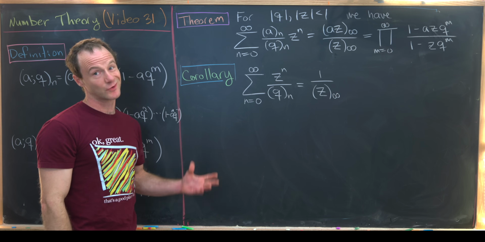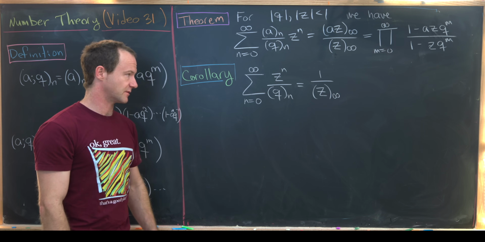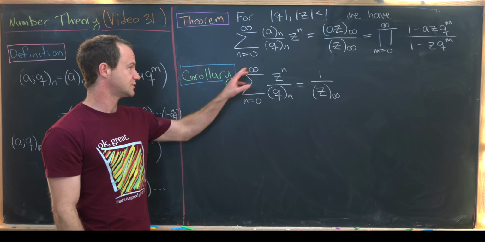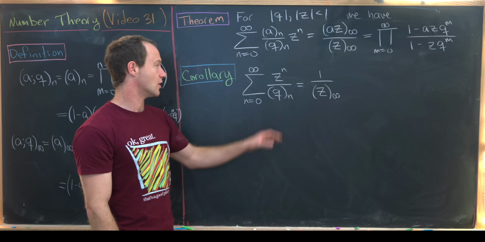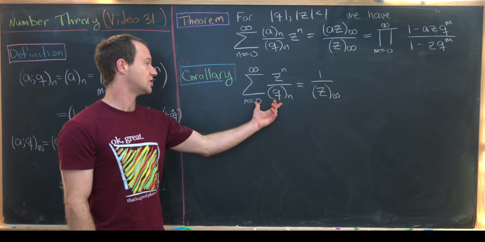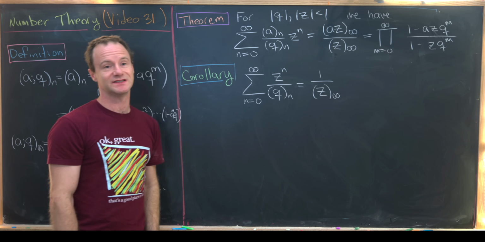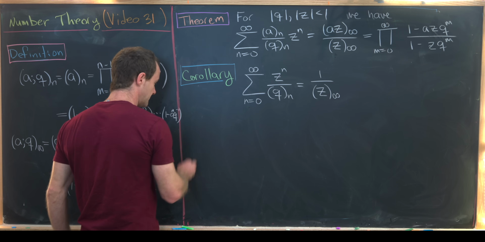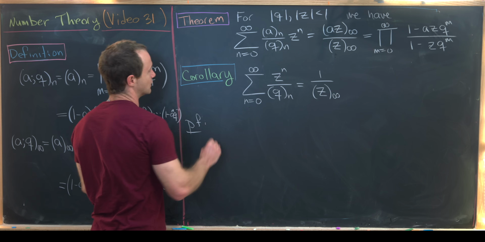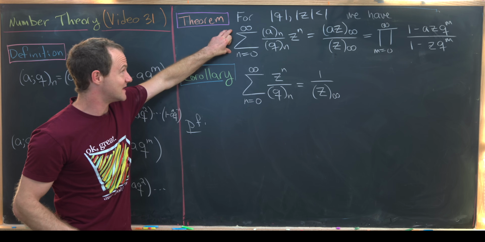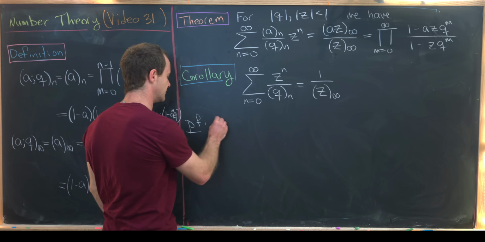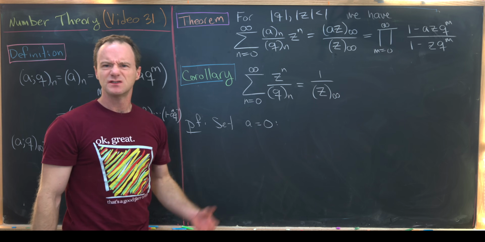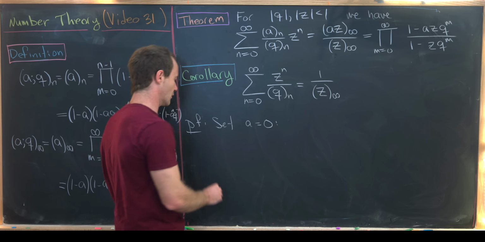Okay, so let's look at a really quick corollary of this big theorem that we just proved. And that is the sum as n goes from 0 to infinity of z to the n over the Pochhammer symbol (q;q) n is just 1 over (z;q) infinity. So let's see how this proof might go. It's actually quite simple. What we'll do is take this big theorem that we just proved and set a equal to 0.